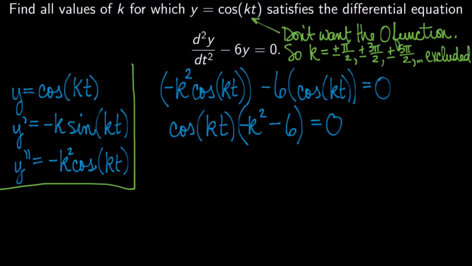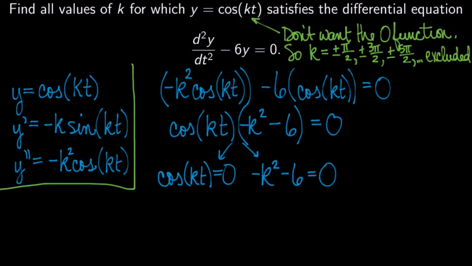So here's the thing, this splits, right? Anytime you have two factors multiplied equal to 0, you can split them. You get cos kt equals 0 and negative k squared minus 6 equals 0. Now these don't count, right? We already discussed why. Any k that's the solution to this little equation over here is going to create the 0 function, and we don't want that. So ignore that one entirely.